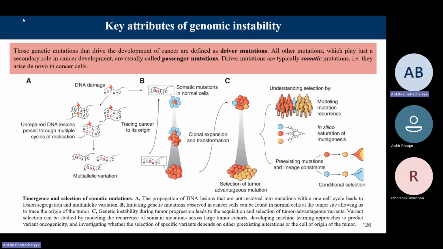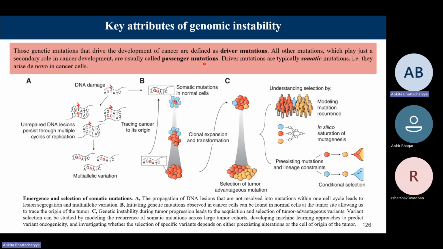We'll understand the definition of the two a little more clearly. So genetic mutations that drive the development of cancer are defined as driver mutations. All other mutations which play just a secondary role in cancer development are passenger mutations. I think I must have explained this previously also at some point of time, but I don't think I had a slide on it. But basically, these are the key differences.